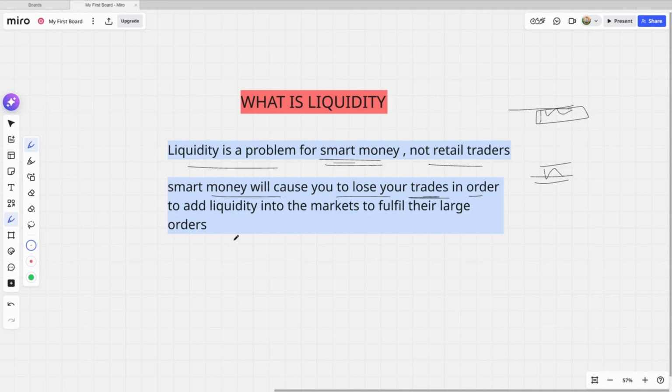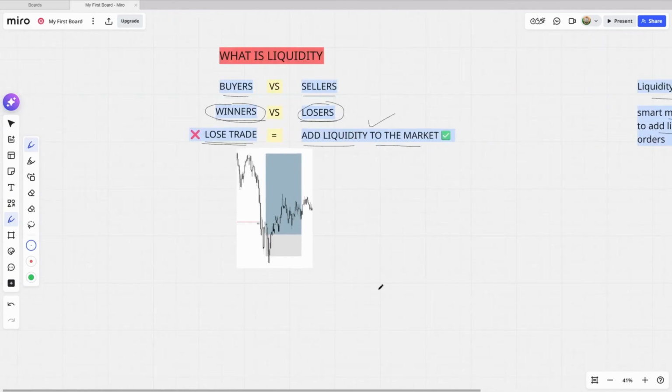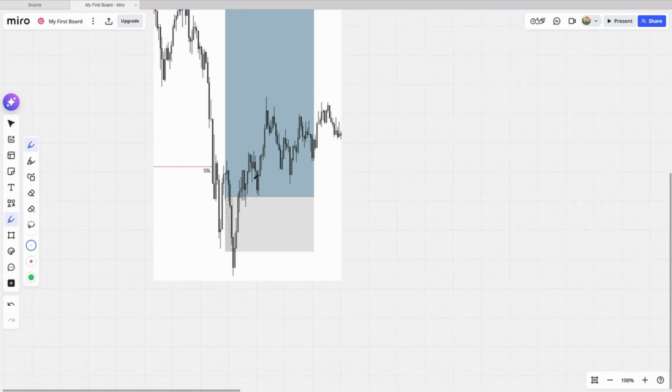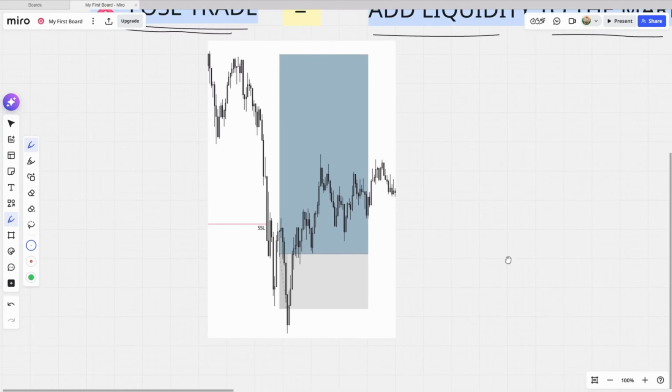And that liquidity usually comes from traders getting stopped out of their positions. When stops are triggered, those orders provide the volume needed for institutions to enter or exit their trades. This is why price often moves toward obvious levels where stops are likely resting. Those areas are where liquidity is concentrated, and that's where large players can execute their orders efficiently. Now let's take a look at what this actually looks like on the charts.